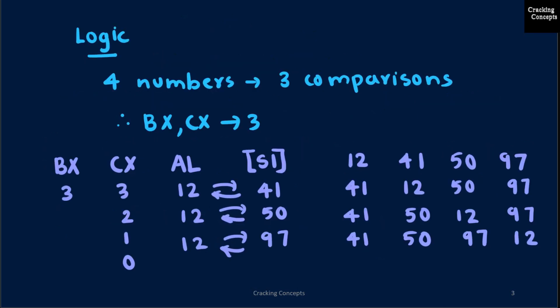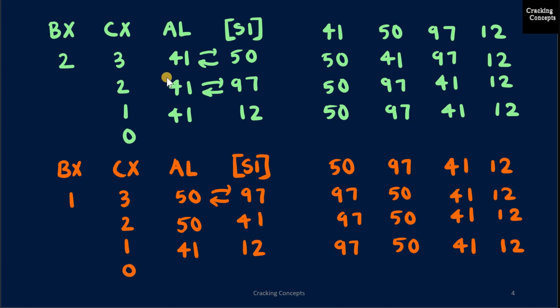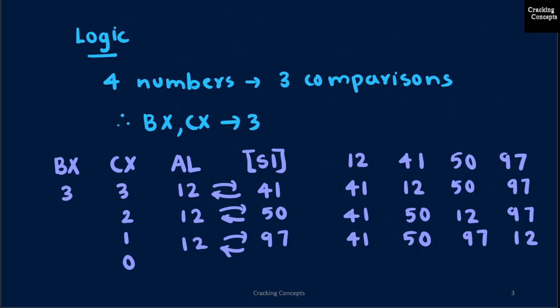Now looking at the logic, since we have four numbers, we are performing three sets of comparisons. And within these three sets of comparison, we have sub-comparisons between them. That is, all these numbers will be compared with each other in each of the iteration. That is why we need two counters, which is BX and CX. Both will be set to 3. So beginning with the first iteration, BX is 3 for this entire iteration. CX is the value that is modified after each comparison.